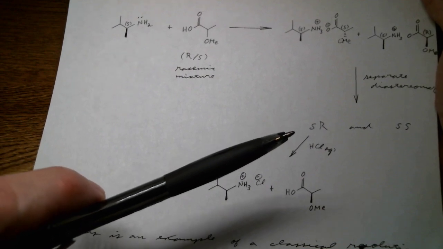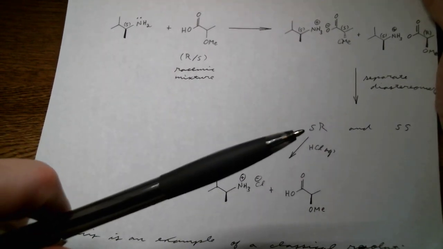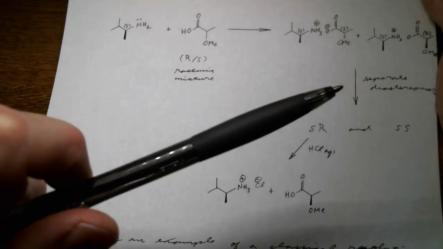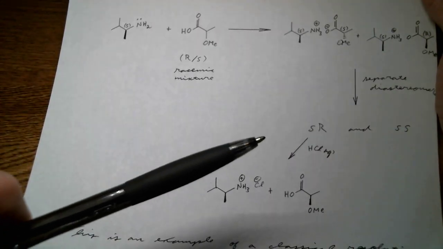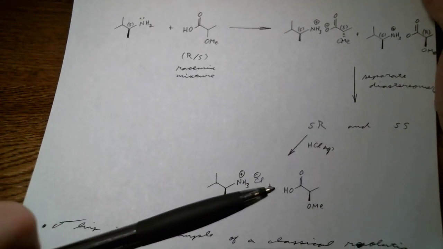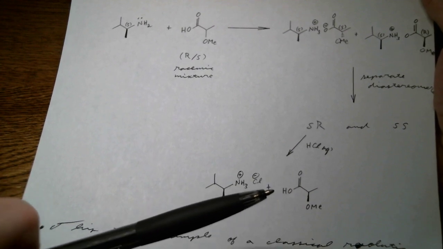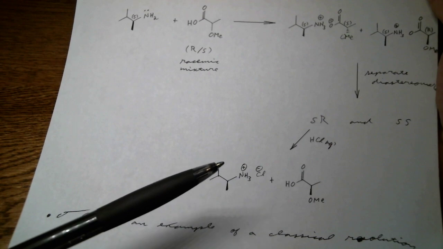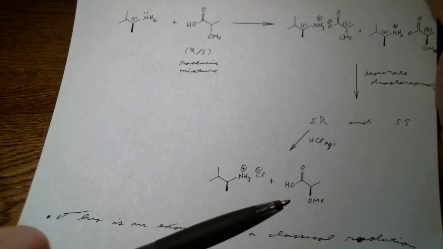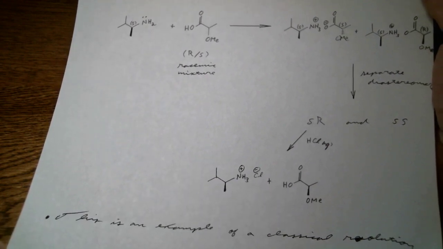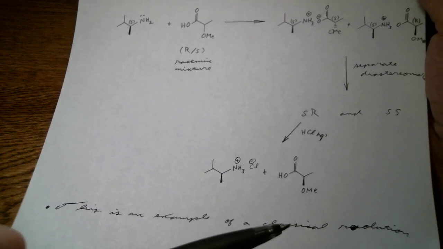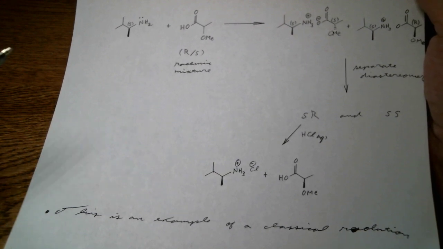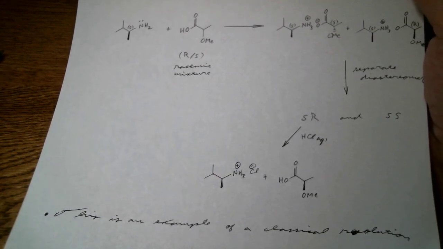Anyways, in theory, you could separate these salt pairs, S and R, S and S, if you wanted to recover, say, for example, the R stereocenter. Then you just add HCl, and you regenerate your carboxylic acid, and presumably you pull away your amine, alkyl ammonium chloride salt, and there you have it. So that's an example of a classical resolution. You'll have to excuse my writing. It kind of went off the tracks on this page.